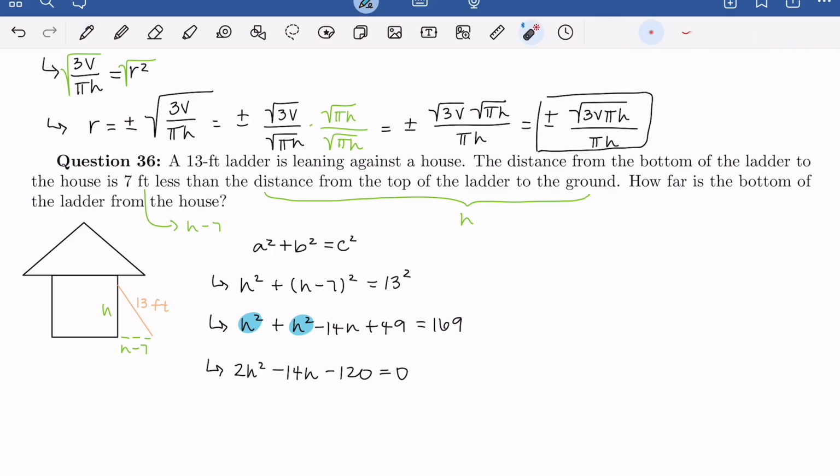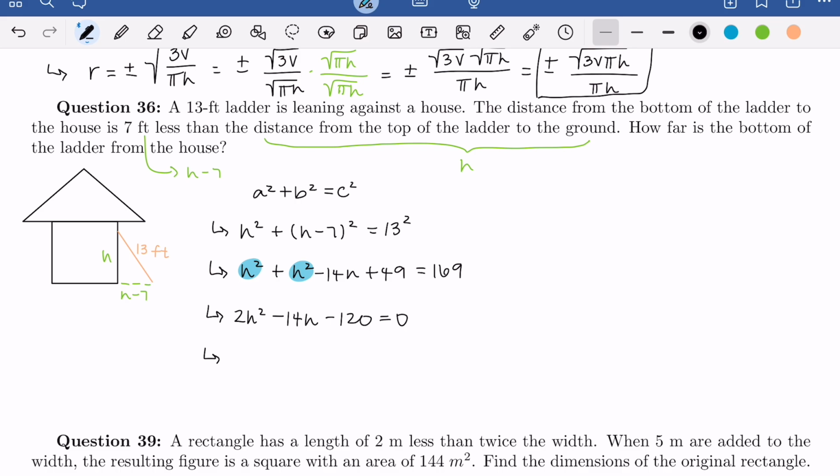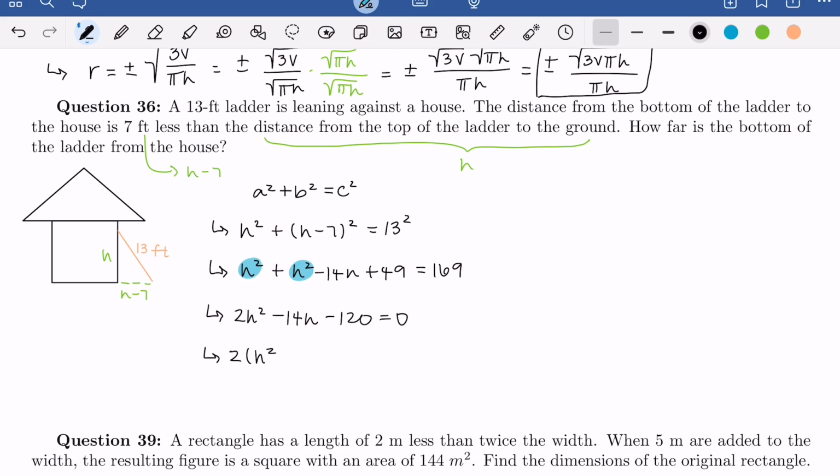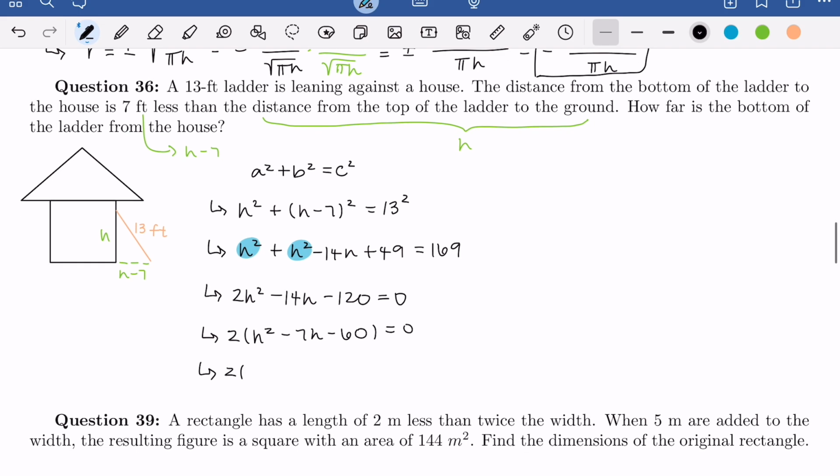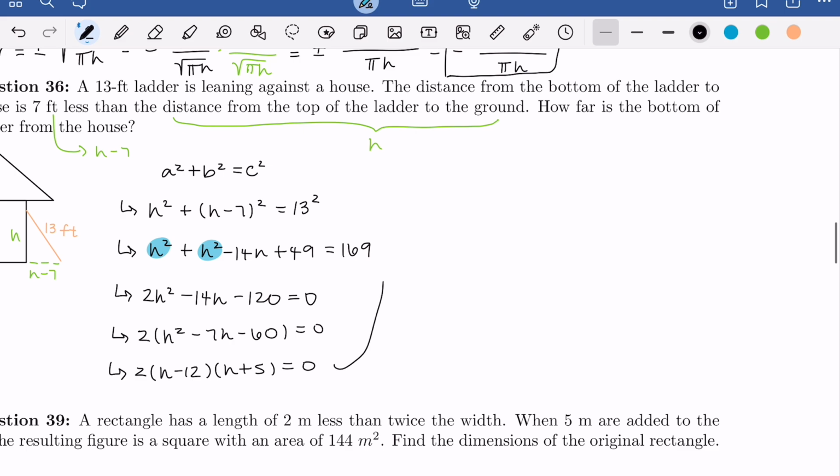Alright, so now we have a quadratic equation in standard form. We can try to factor this. Notice that all three of these terms share a common factor of 2. So if I pull that out, I'm going to be left with this here, and this is going to become much easier to factor. Factoring this, we need two numbers that are going to multiply to be minus 60 and add to be negative 7. So this would be negative 12 and positive 5. Alright, now using our zero factor property, let's move this over here.